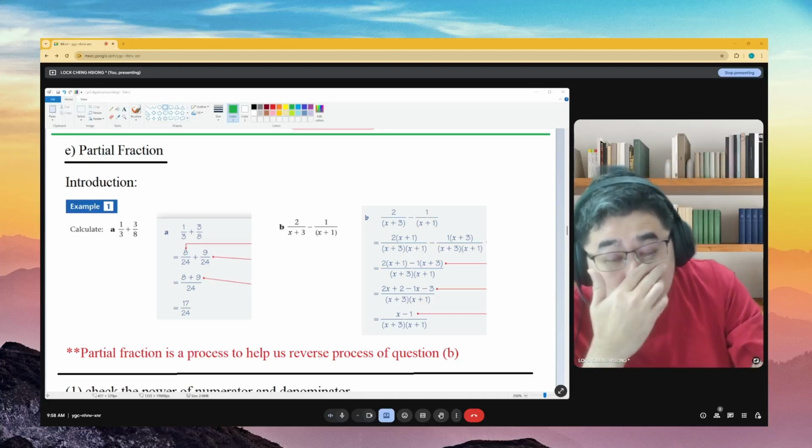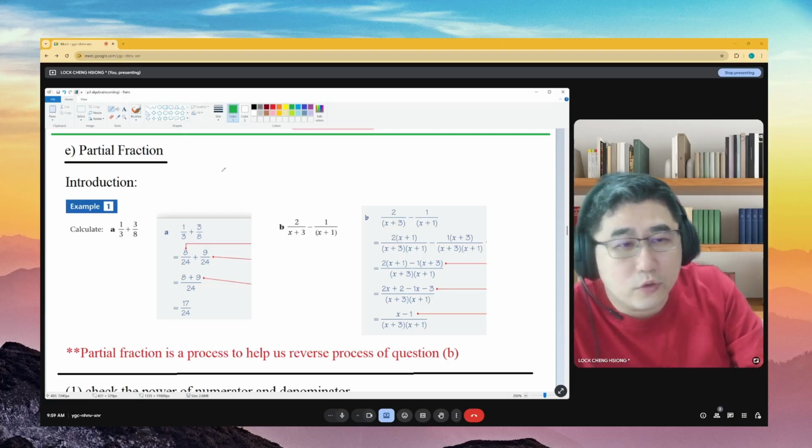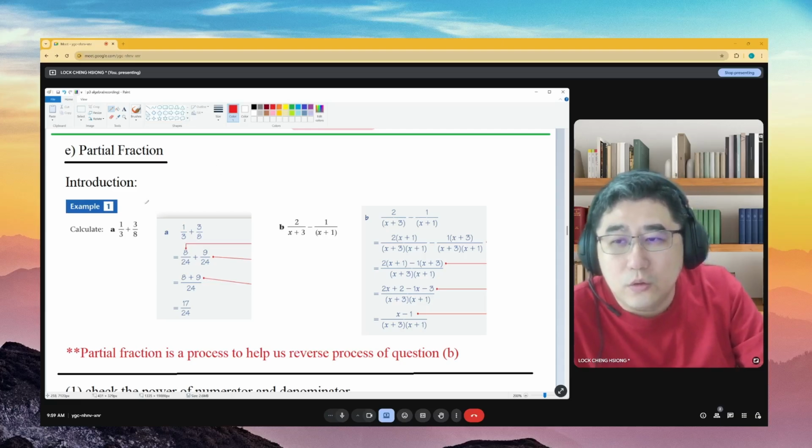Okay, we will continue with the next section, section E, partial fraction. Of course, some of you have no idea what partial fraction is about, so let's look at some introduction first. For example, we look at numbers.